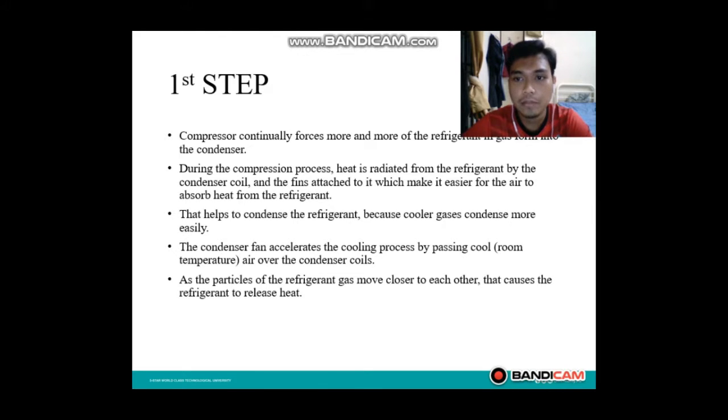During the compression process, heat is radiated from the refrigerant by the condenser coil and the fins attached to it, which make it easier for the air to absorb heat from the refrigerant. That helps to condense the refrigerant because cooler gases condense more easily. The condenser fan accelerates the cooling process by passing cool air over the condenser coils because cooler air is capable of absorbing more heat than hot air. As the particles of the refrigerant gas move closer to each other, that causes the refrigerant to release heat.